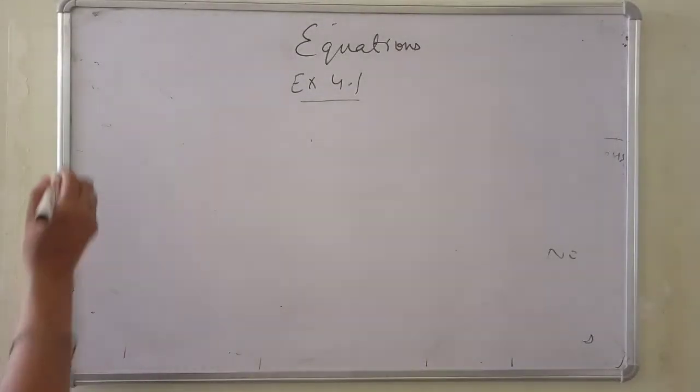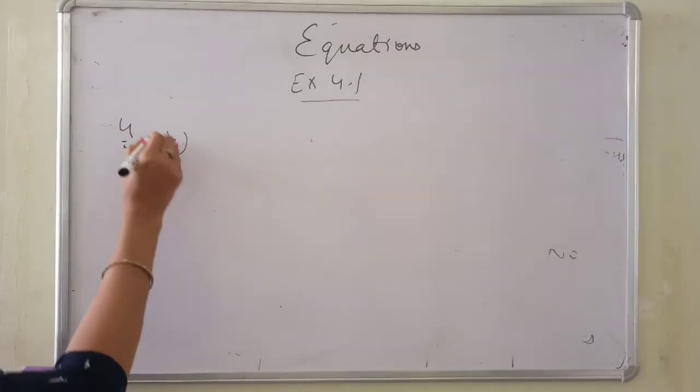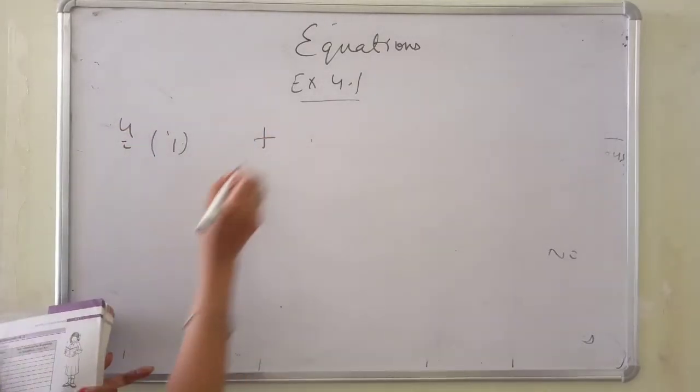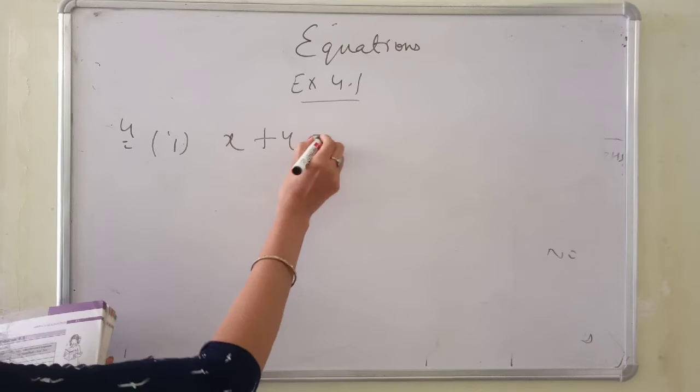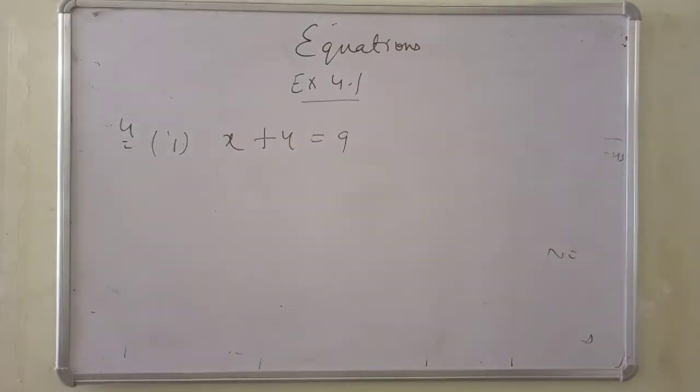So as the statement says, we have to change it into mathematical form. It is very easy. First one, the sum of number x and 4 is 9. Sum means plus. x plus 4 is 9. This is the answer. Okay.